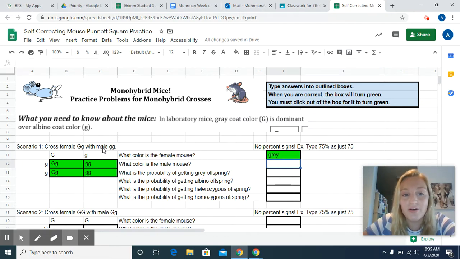So our male mouse has little g, little g. So we know that's homozygous recessive, because remember, homozygous means 2 of the same letters, and then recessive means lowercase. So 2 lowercase is homozygous recessive. Since we have 2 recessive alleles, that recessive trait actually gets expressed because there's no dominant trait to mask it. So our male is going to have that recessive trait. He's going to be albino or white.